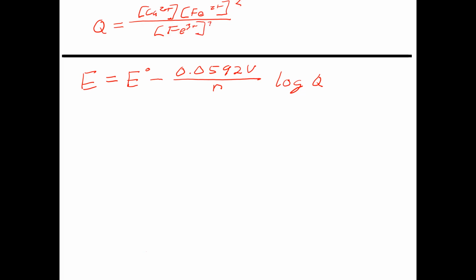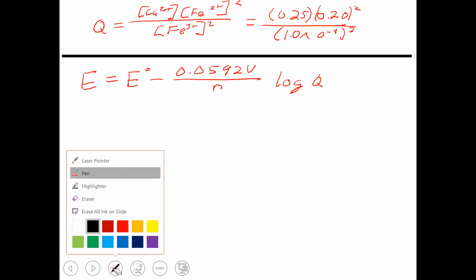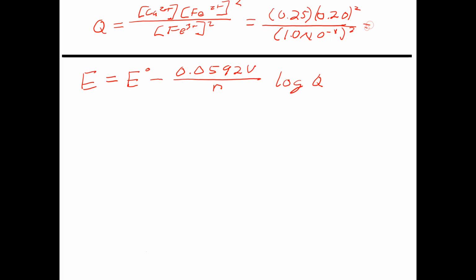And these two are both squared. So if we plug in our concentrations, copper had a concentration of 0.25, and iron 3 positive had a concentration of 1 times 10 to the negative 4th. So if we take 0.25 times 0.20 squared over 1 times 10 to the negative 4 squared, we get 1 times 10 to the 6th.